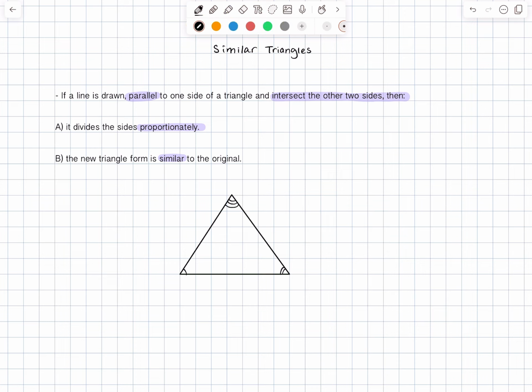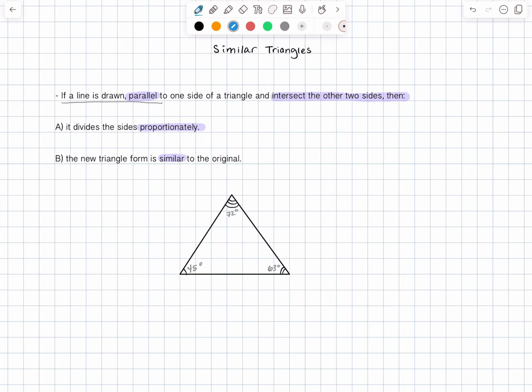So this is what we mean. Let's say we have a triangle here with different angles. I'm just going to label them: maybe this is 45 degrees, 63 degrees, and then this has to be 72, so they add up to 180. And if a line is drawn parallel to one side.